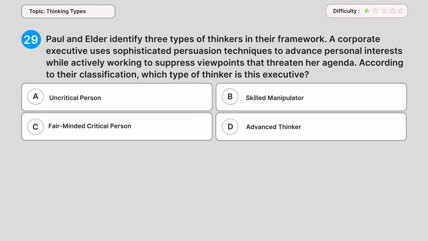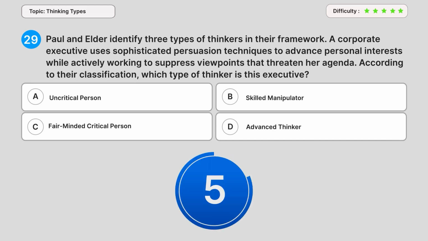29. Paul and Elder identify 3 types of thinkers in their framework. A corporate executive uses sophisticated persuasion techniques to advance personal interests while actively working to suppress viewpoints that threaten her agenda. According to their classification, which type of thinker is this executive? A. Uncritical person. B. Skilled manipulator. C. Fair-minded critical person. D. Advanced thinker. What do you think is the answer?